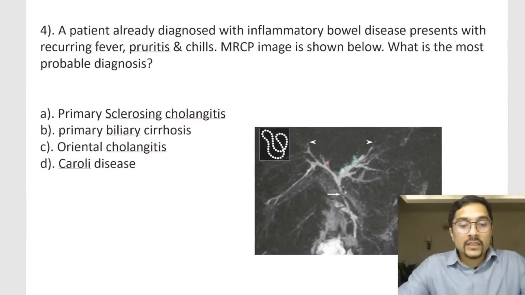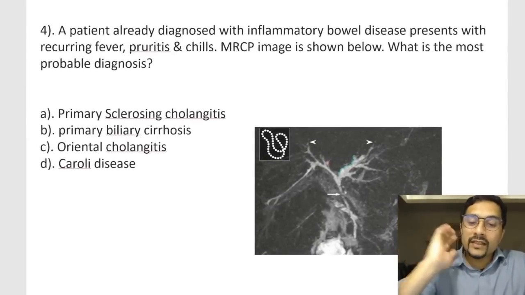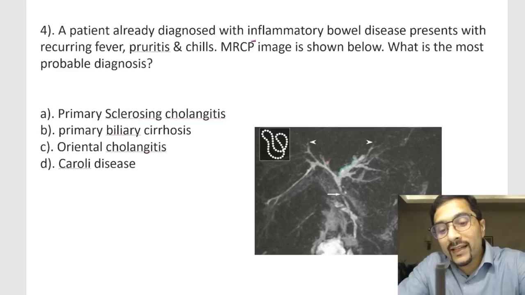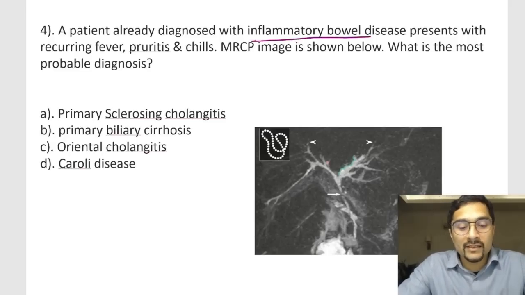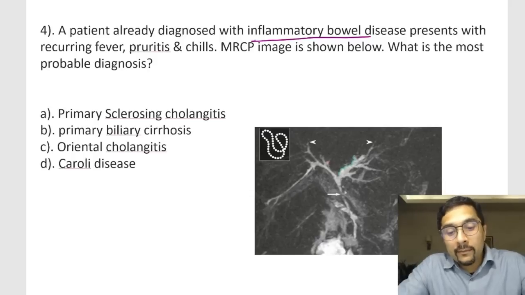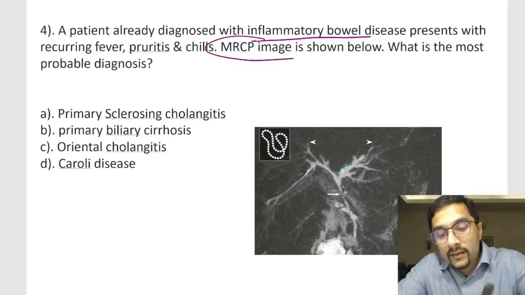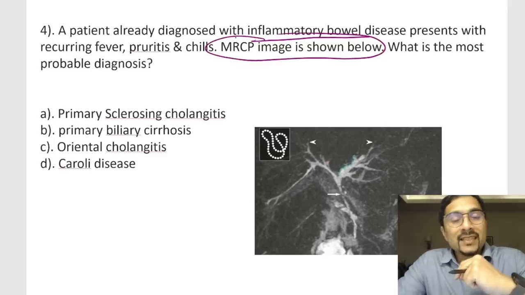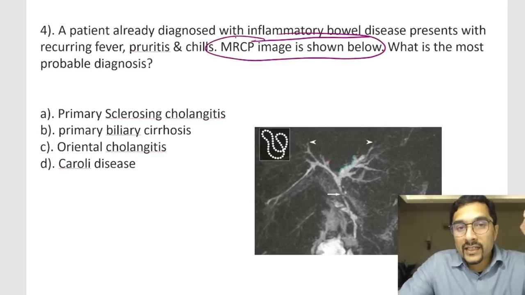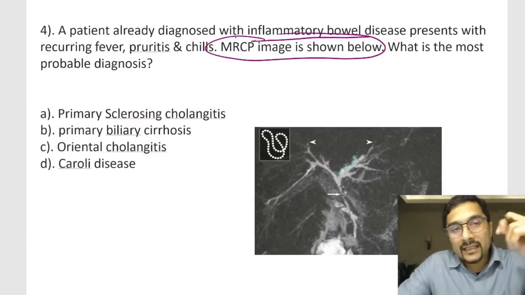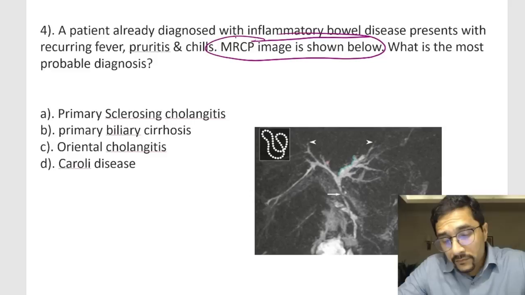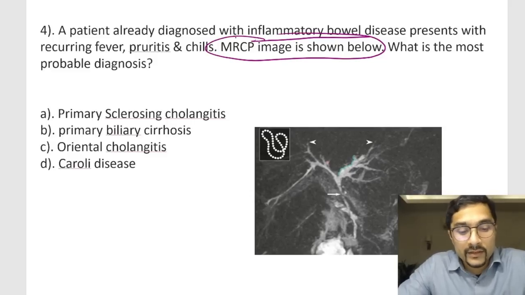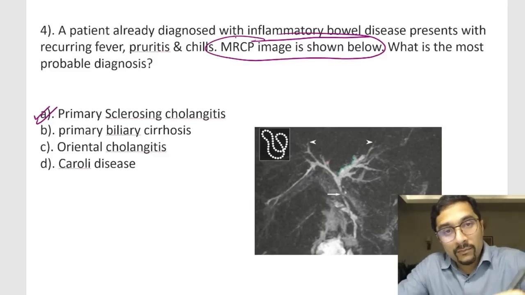This is the next question. A patient already diagnosed with inflammatory bowel disease. So they've given a hint here. The patient has an inflammatory bowel disease, comes with recurrent fever, pruritus, and chills. MRCP image is shown here, right? So this is classical of multiple strictures in the biliary tree, and these multiple strictures or this beaded kind of appearance, right? You can see in primary sclerosing cholangitis, which can be associated with inflammatory bowel disease.